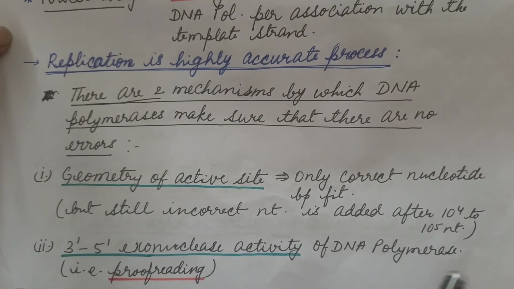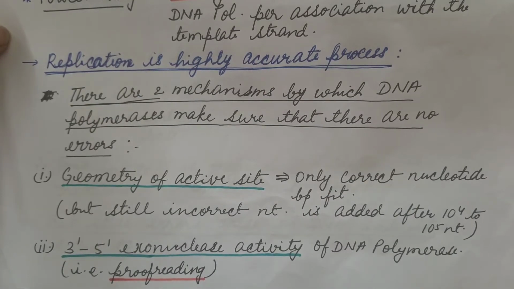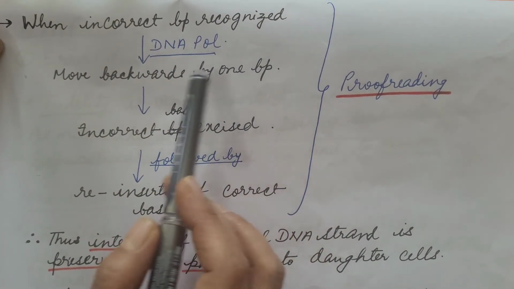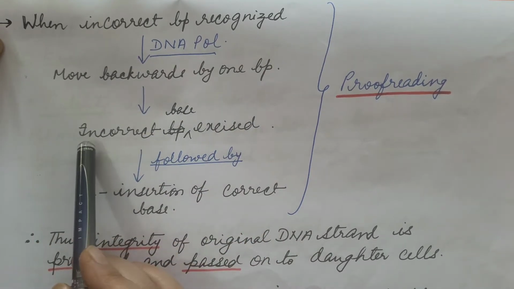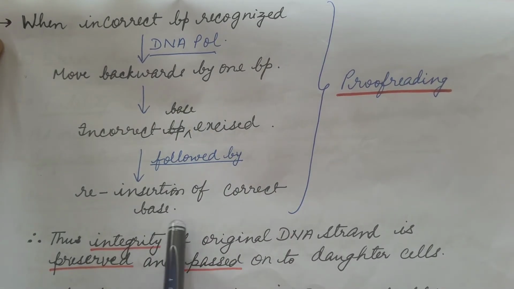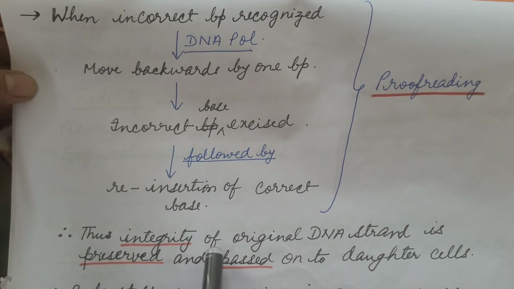The second is the 3'5' exonuclease activity of the DNA polymerase, which is known as proofreading. It helps in the removal of any error if it is incorporated in the DNA. So in this proofreading activity, when an incorrect base pair is recognized, DNA polymerase moves backwards by one base pair. The incorrect base is excised. This is followed by reinsertion of the correct base. This is known as proofreading. In this way, the integrity of the original DNA strand is preserved and it is passed on to daughter cells.